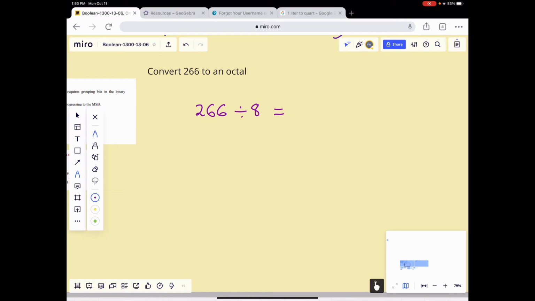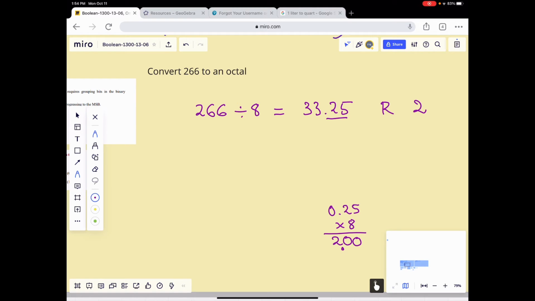The answer is 33.25. So you take 0.25 and multiply by 8. 8 times 5 is 40, carry 4, 8 times 2 is 16, plus 4 equals 20. So the answer is 2. So the remainder is 2.